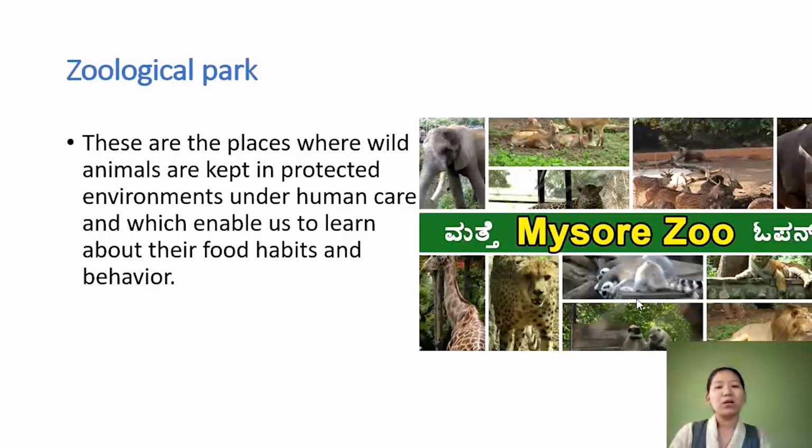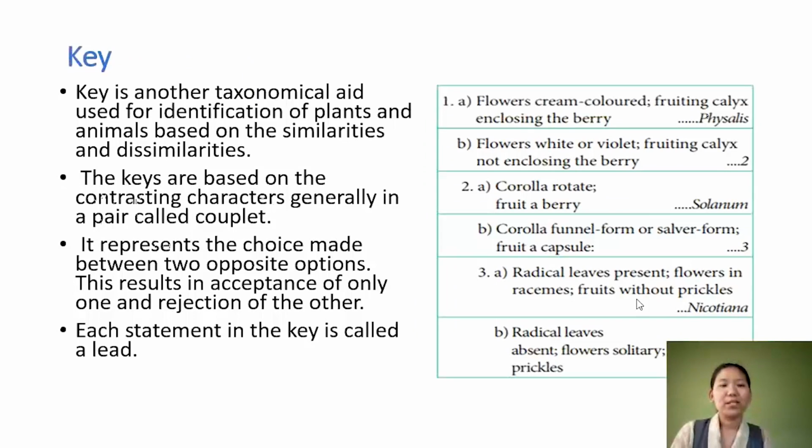Zoological park, otherwise called zoo. These are places where wild animals are kept in a protected environment under human care, and it helps us study their food habits and behavior. In the zoo, as far as possible, they are provided with the environment that they have in their natural habitat.